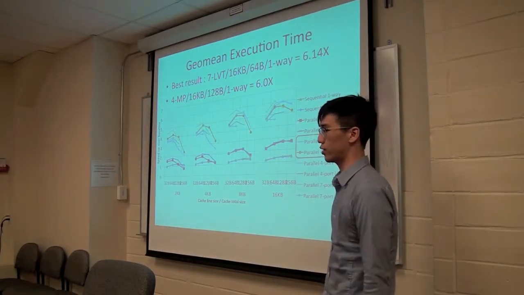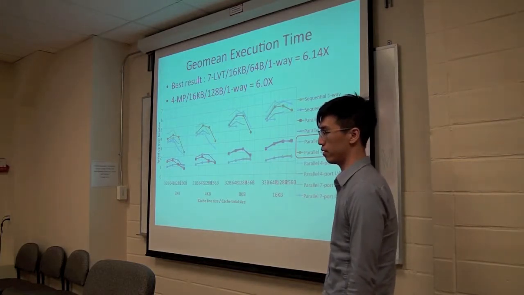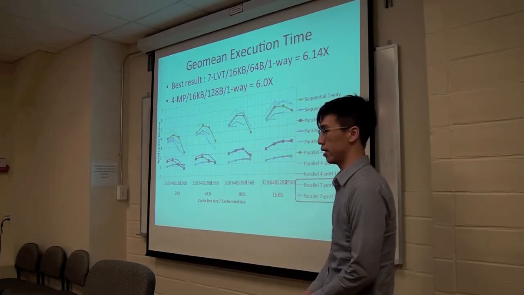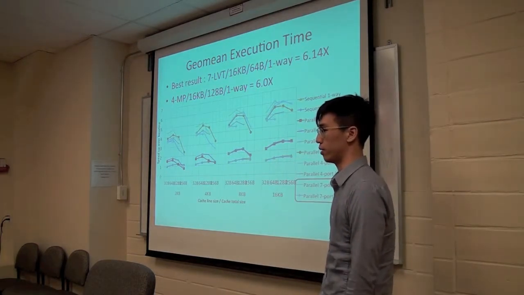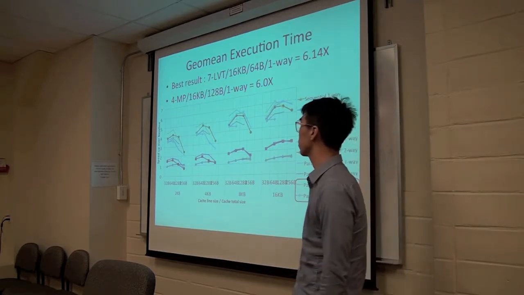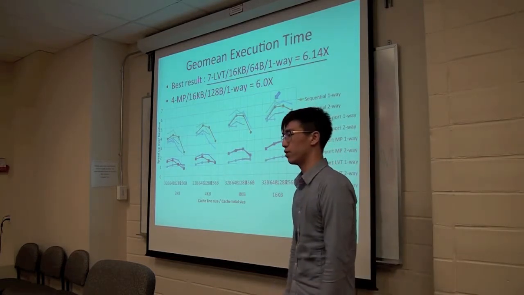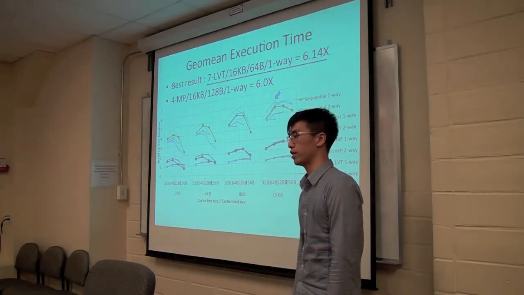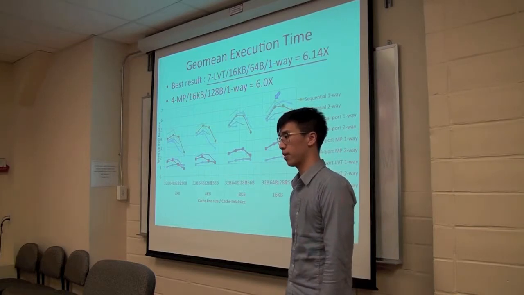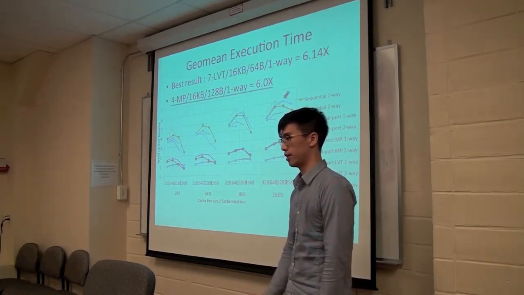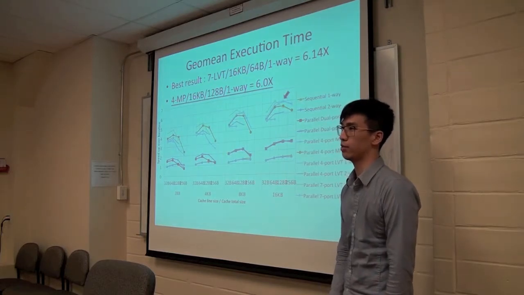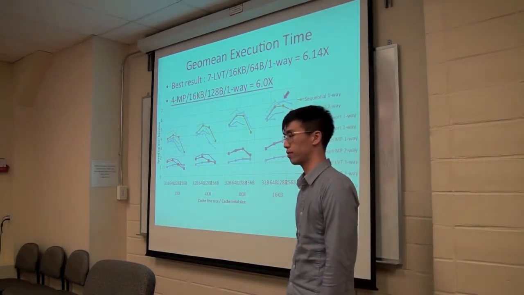This is a 4-ported cache using the MP method, a 4-ported cache using the LVT method, and a 7-ported cache using the LVT method. The one-way and the two-way indicate the direct map versus set associative cache. You can see that the best result is exhibited by the 7-ported cache with a 6.14x speedup versus the baseline. The second best result is the 4-port MP cache with a 6.0x speedup, so it comes very close to the best result.